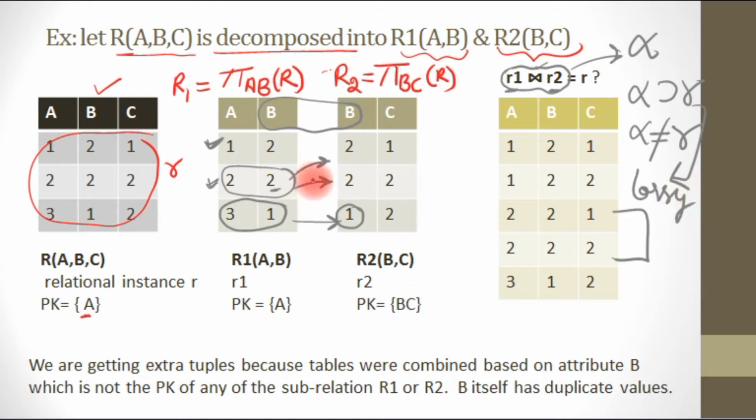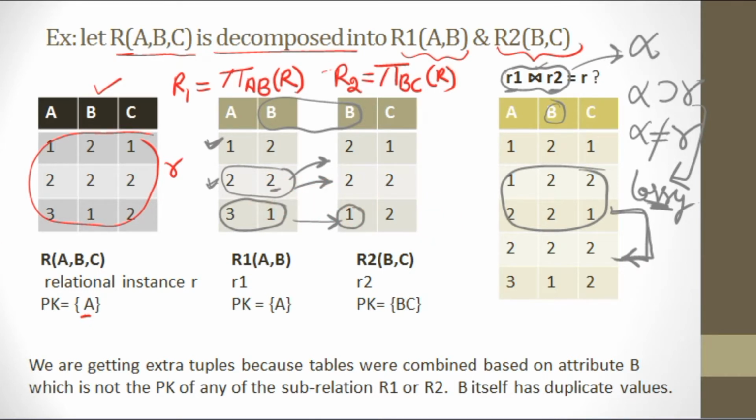We are getting two tuples extra here: 1, 2, 2 and 2, 2, 1 and 3, 1, 2 are compared, and these two tuples are extra. We are getting extra tuples because of the common attribute B, and B is not the primary key of either subrelation. That's why we can say that this is a lossy decomposition. You can also see here that B has duplicate values, so B is not the primary key of any subrelation.